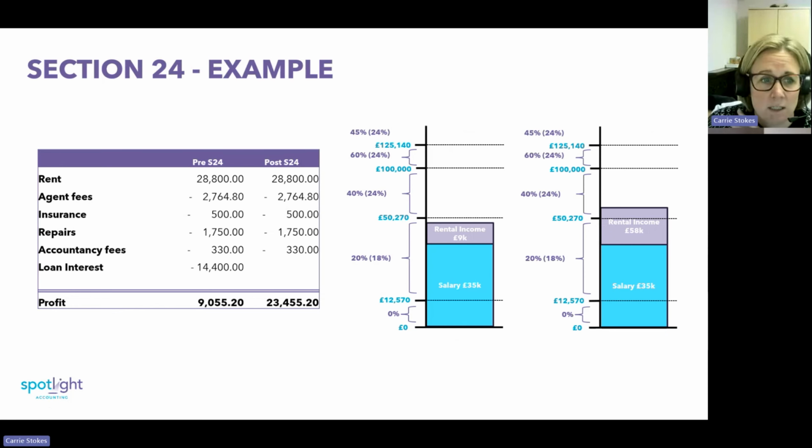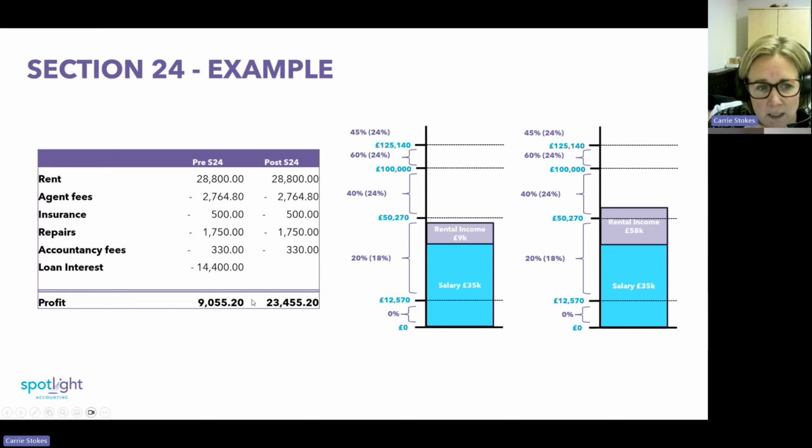Just to give an example of the impact of Section 24. Pre-Section 24, we've got a client that receives 28,800 rent a year. There was 2,764.80 of rental fees, £500 insurance, repairs of 1,750, £330 accountancy fees, and they had loan interest of 14,400. So the profit on their rental income was 9,055. So if we go back to where the tax bandings were before, that all hit in this 20% tax bracket.